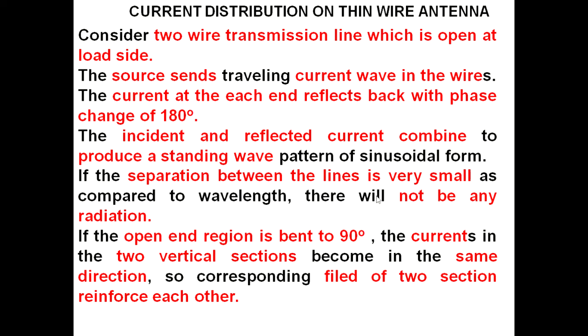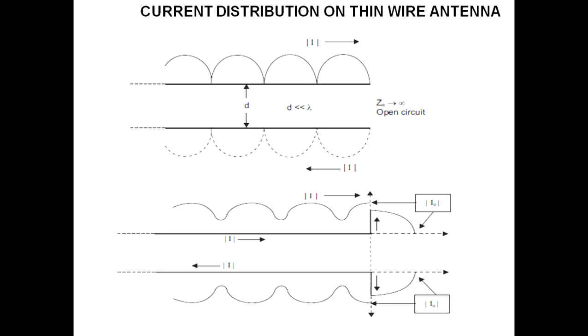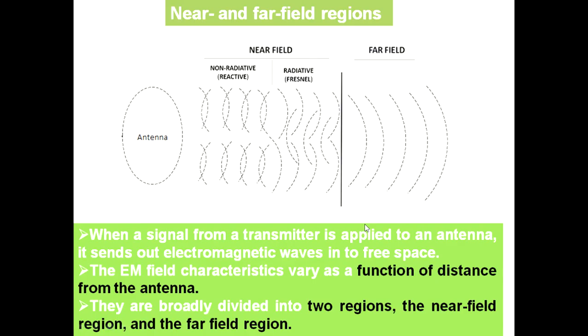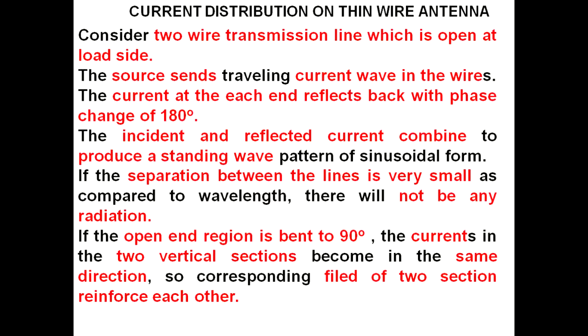If the separation of the line is very small, there will not be any radiation, as we said already. If the open-end region is bent by 90 degrees or any other angle, the current in the two wires will not get cancelled. So the resultant non-zero field will produce the radiation. Here this is the forward wave and this is the reverse wave. Whenever we have the intersection between these two waves, we have the standing wave creation, right? In this manner, the two-wire thin wire antenna has been used to create the radiation.